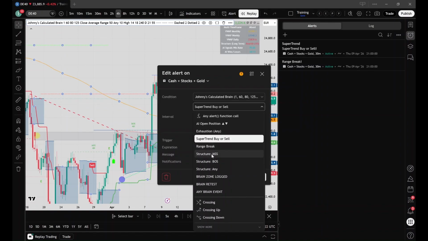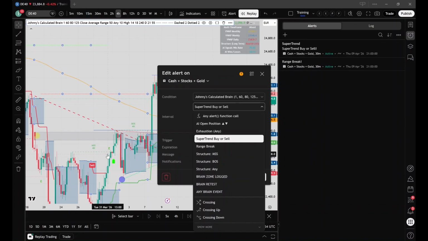Structure, market structure shift, break of structure. I've left these separate because I know some people prefer to trade continuation, and if they were to do that, they'd only set it to break of structure for continuation trades, not market structure shift, which are early indications of a trend shift. So you can have these separately, or you can have any. If either of these occur, you will get an alert for a structure-based change.